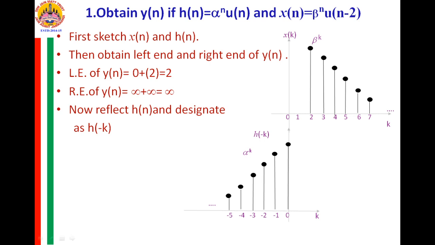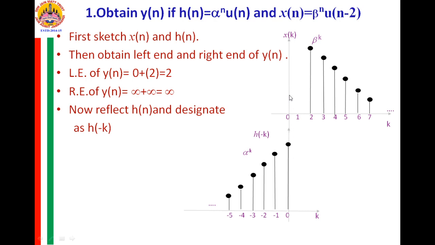Now if you observe here, in this case n is equal to 0. If I multiply this x[k] and h[minus k] to obtain y at 0, you observe that there is no overlapping of samples of x[k] and this h[minus k].